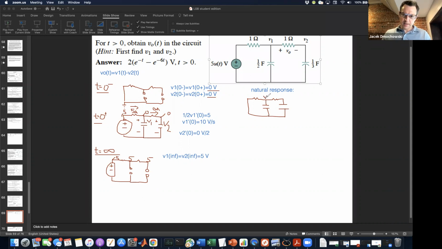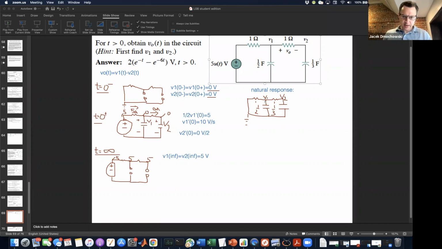Where this is V1 and this is V2. And this is ground. This is 1 ohm. This is 1 ohm. And this is 1/2. This is 1/3. Okay. Let us try to come up with 2 equations. And I'm going to tell you that the way to come up with the 2 equations here is to apply KCL at node 1 and node 2.